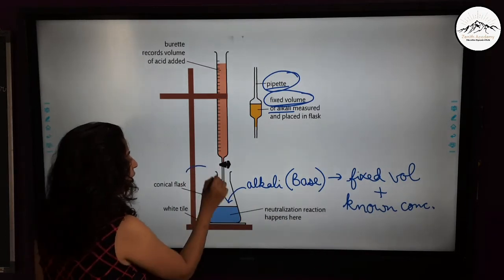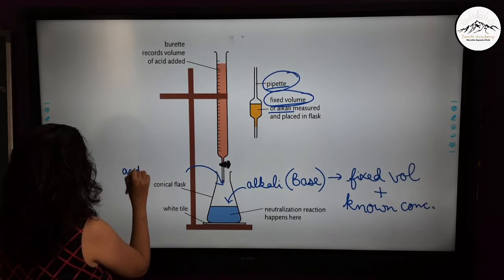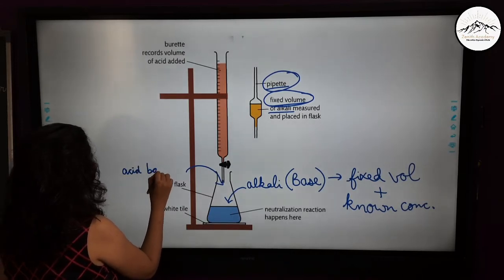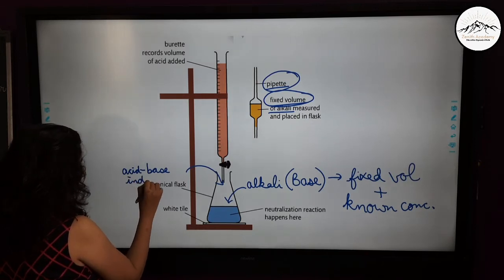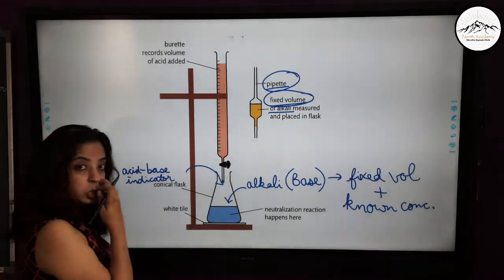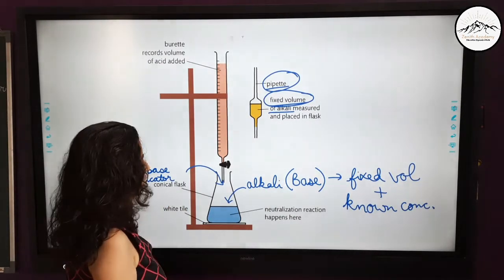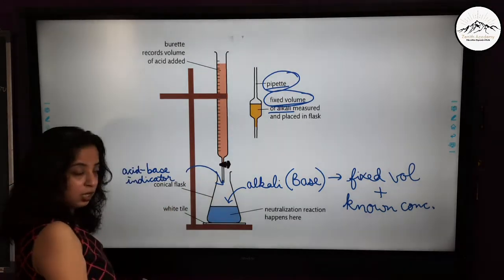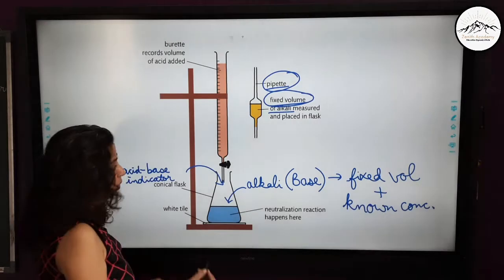Now into it we add an acid base indicator. What is an acid base indicator? Acid base indicator is a substance which shows different color in different mediums. It shows a particular color in acidic medium and some other color in basic medium. So we have added an indicator. So this solution gives a particular color.